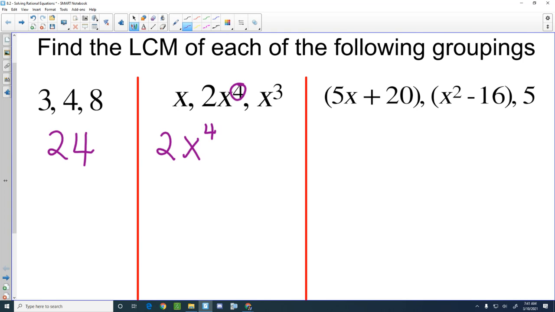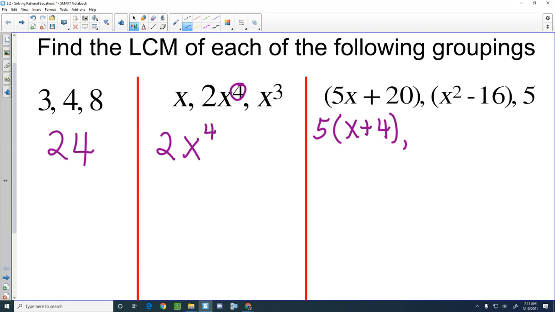Over on the right, you might think those are 3 completely separate factors that have nothing in common, and so your LCM has to contain all 3 of those factors on the right. But if you factor them out, you'll see that there actually are some commonalities. Can I factor anything out of a 5x plus 20? A 5 can, right? Aren't those both divisible by 5? So I could write this as 5 parentheses x plus 4.